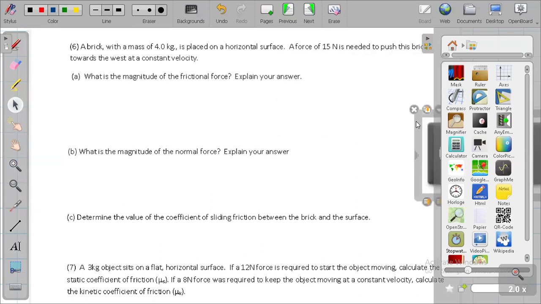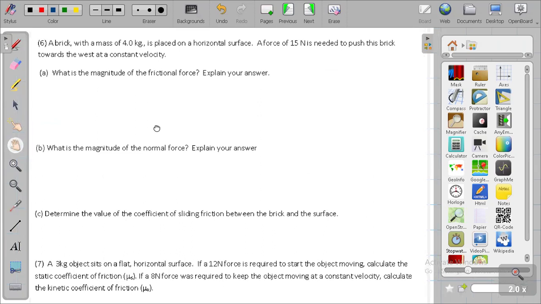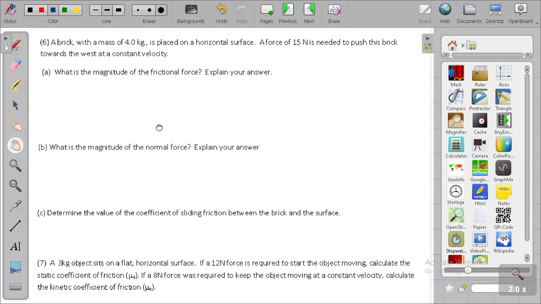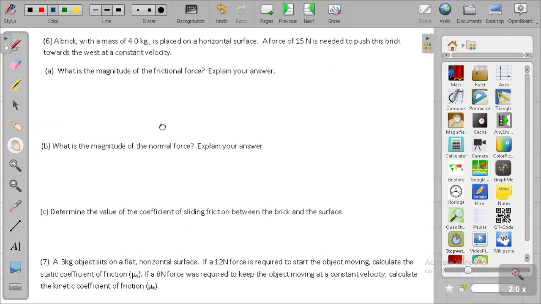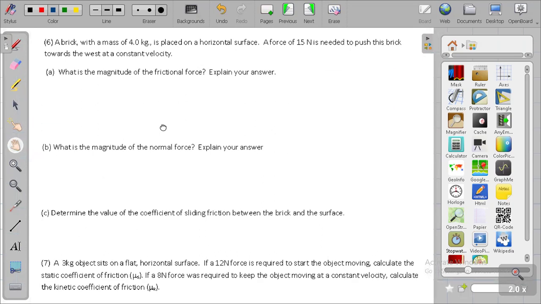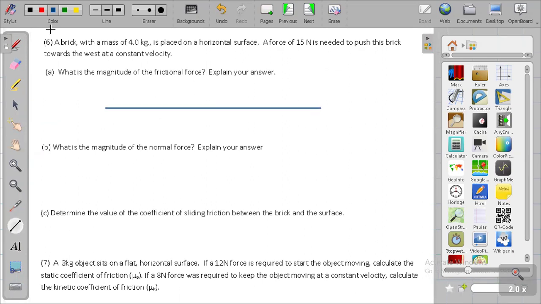A brick with mass 4 kilogram is placed on a horizontal surface. A force of 15 Newton is needed to push this brick towards west at a constant velocity. What is the magnitude of the frictional force?